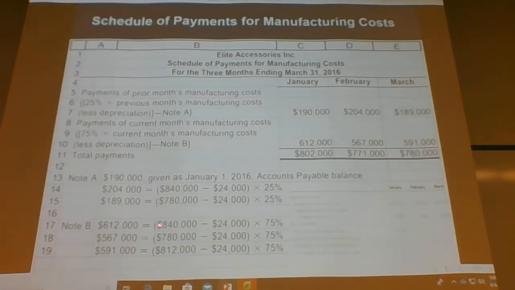So if we take that $840,000 minus the $24,000 depreciation, multiply that by 75%, we're going to end up with $612,000. Plot that here. We add the two numbers together. Total payments for January would have been $802,000. We already calculated February, and if we do a similar calculation, we're going to have budgeted cash payments of $780,000 for the month of March.